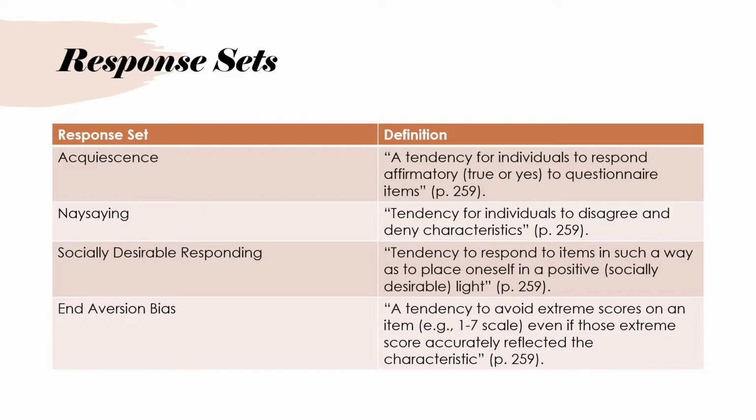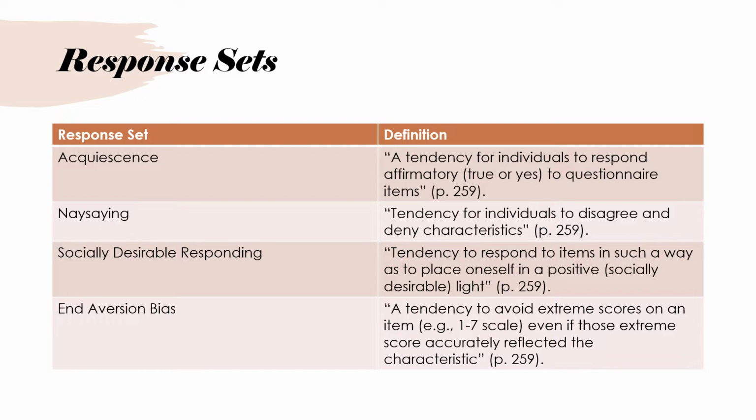Another type of response set is called end aversion bias, and this is a tendency to avoid extreme scores on an item that's on a 1 through 7 scale, even if those extreme scores accurately reflect the characteristic. When we're talking about end aversion bias, a lot of times we'll see this with Likert scales, where people don't want to hit 1, where it says none of the time, and they don't want to say 7, that's all the time, even if that accurately represents their experience. Not all people do this, but some people will have these different types of response sets.